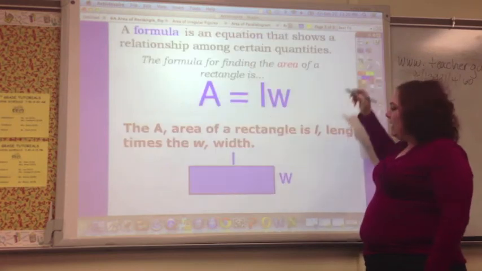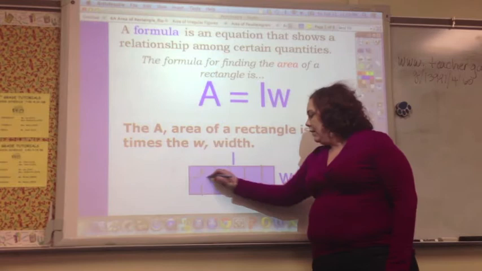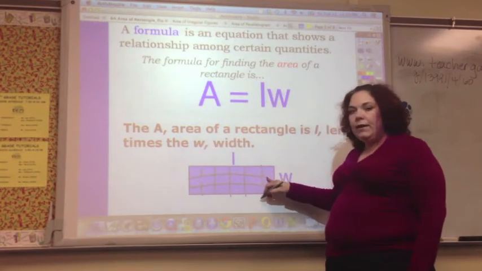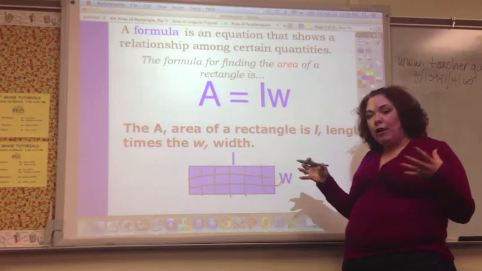And if you go back, whenever this was lined out, don't these look like squares? These are little squares. So that's where the square comes from.